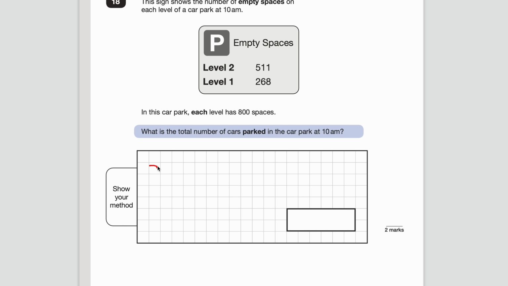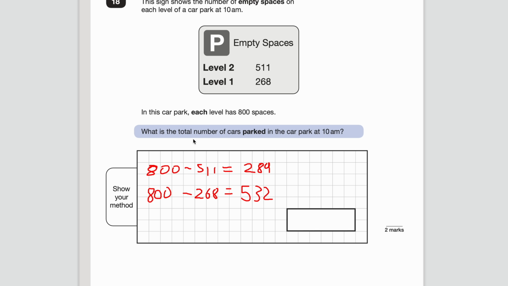So 800 subtract 511 is 289. If you need to do column subtraction to work that out, that's fine, but if you can do it in your head, brilliant. Now, we need to do the same for level 1. Level 1 has 800 spaces in total. 268 of them are empty. So get rid of those ones. How many have we got that aren't empty? So it would be 532. Again, if you need to do some working out, that's fine. But the reason I'm doing it in my head is to save time.